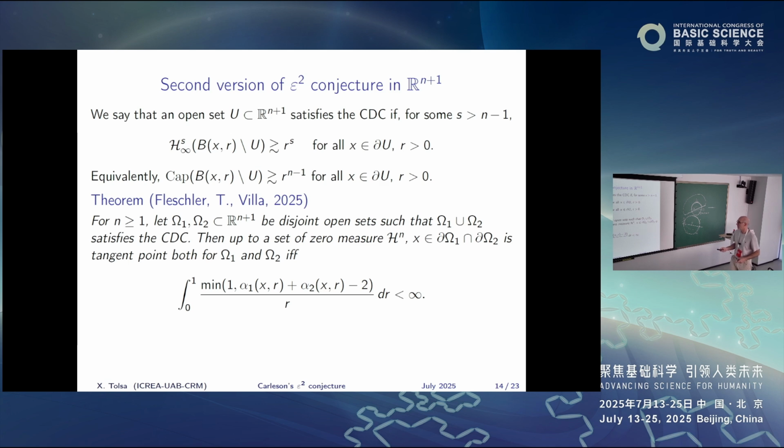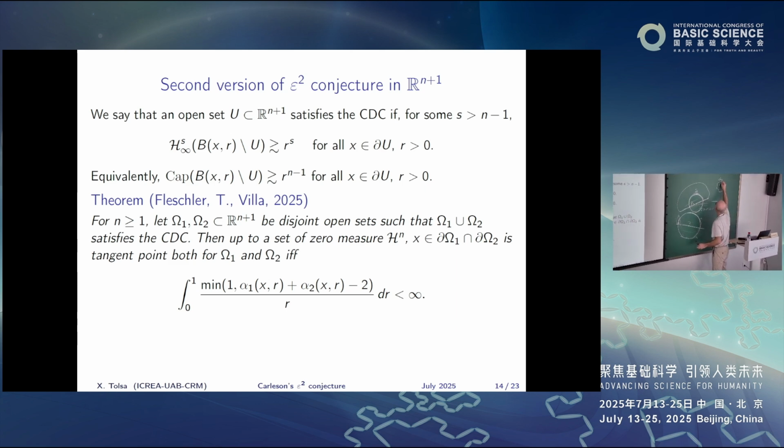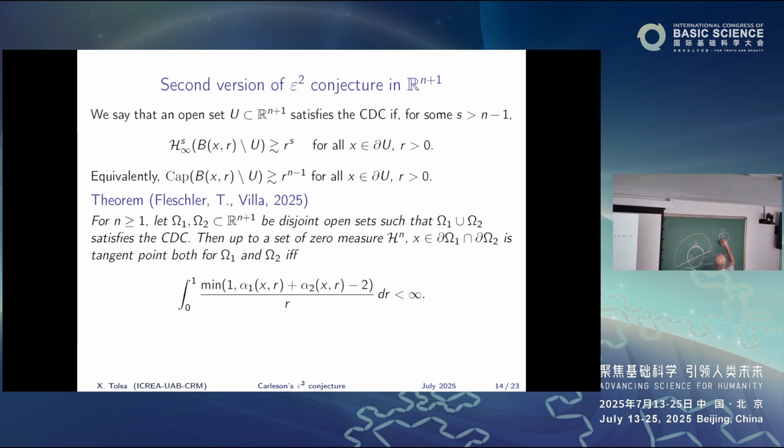Well, then the precise result we have proven is this one. We have shown that if we have two disjoint open sets omega 1 and omega 2 in R^(n+1), such that their union satisfies the capacity density condition. For example, in the plane we could have omega 1 and omega 2 such that the union satisfies the capacity density condition. What is the complementary of the union? It's just this curve, the Jordan curve.